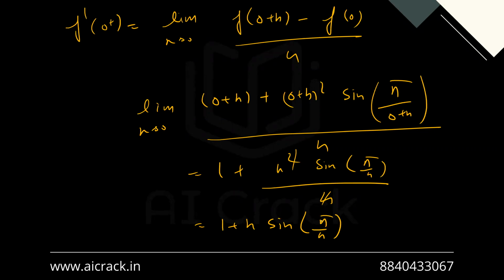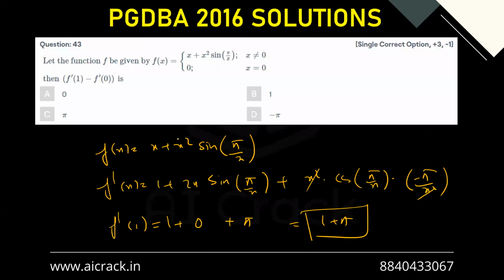Now the sine value is a finite value; it varies from −1 to 1, and h is an infinitesimally small value very close to 0. So this becomes 1 only, since 0 multiplied by a finite value is 0 only. So the limit becomes 1. Similarly, you can find the value of f'(0−), that would also be 1 only. So if you find the value of f'(1) − f'(0), you'll get 1 + π − 1, that is π. So C is the correct answer.